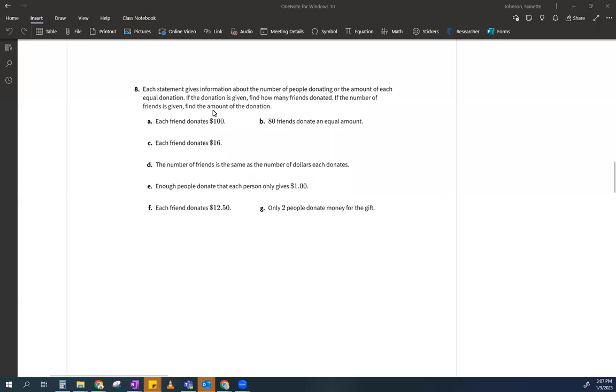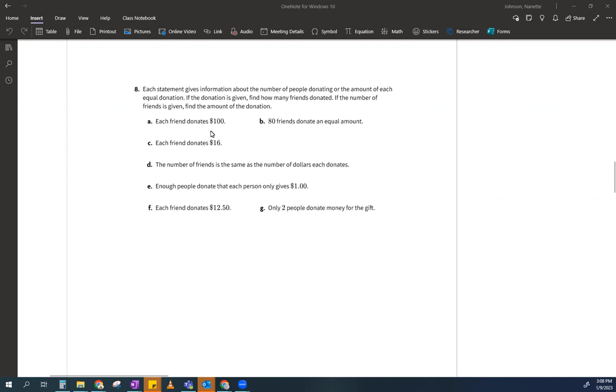So 8 says each statement gives information about the number of people donating or the amount each of an equal donation. If the donation is given, find how many friends donated. If the number of friends is given, then find the donation. So basically what's happening, you have $400 and you're assuming that all the friends that are contributing the same amount of money. So D says the number of friends is the same as the number of dollars each donates. So you're thinking of what does that mean?